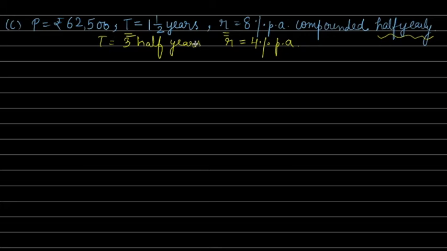So T becomes 3. These two changes, in the time and in the rate, are important whenever interest is compounded half yearly. Your rate also becomes half, and you will see how many half years there are. How do we calculate half years? If 1 year means 6 months plus 6 months, it means 2 half years. Now there is one more half year. So 2 plus 1 means 3 half years are possible.